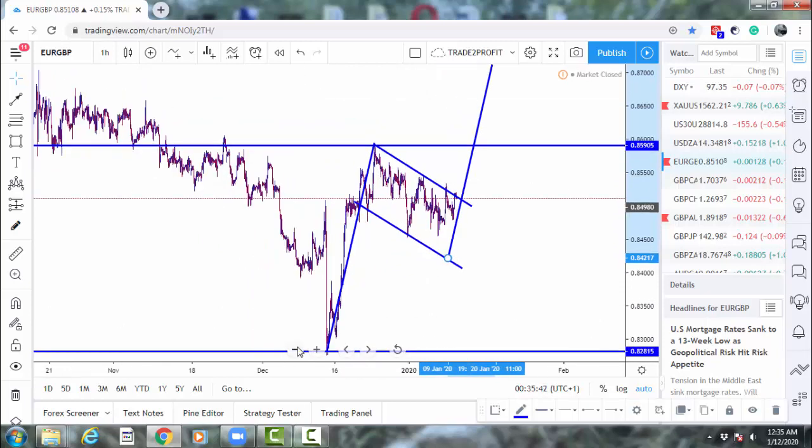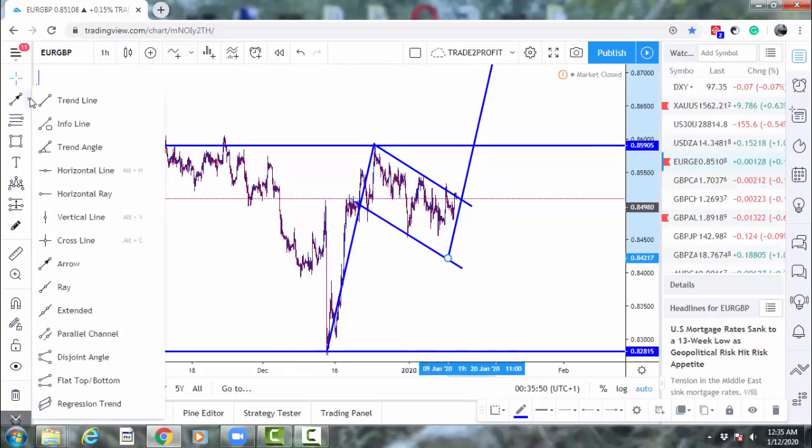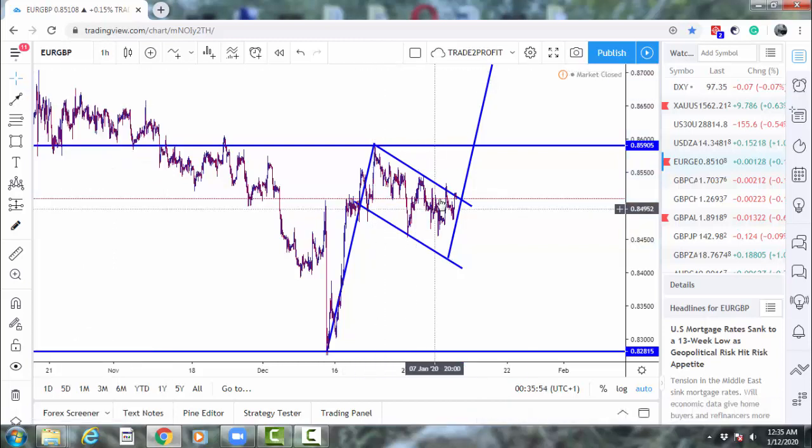So when that happens, the exact length of the impulse move is what we're expecting to take as profit. So the exact length of the impulse move will be our profit target. Right here at that point will be our profit target.